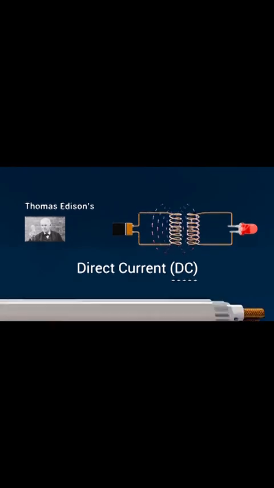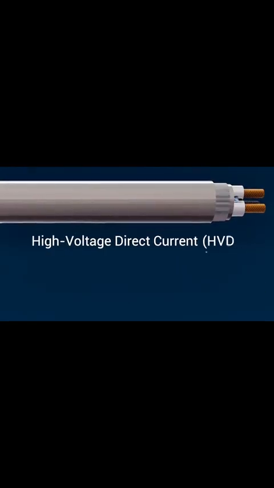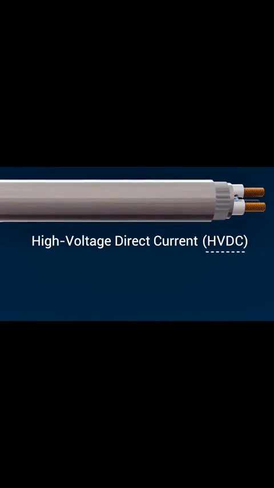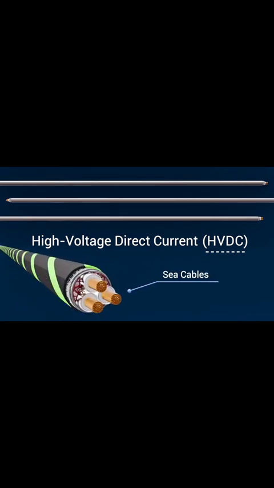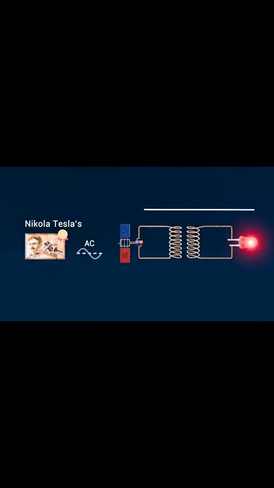Only with modern high-voltage direct current, HVDC, technology developed decades later did DC find its niche in the very long-distance interconnections and undersea cables. But for everyday grids, AC remains in use thanks to its natural compatibility with transformers.